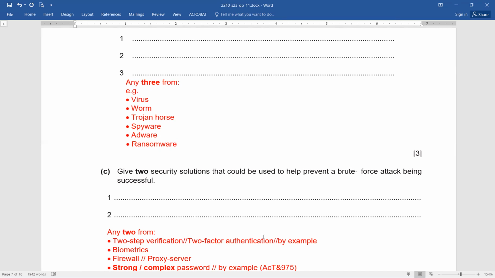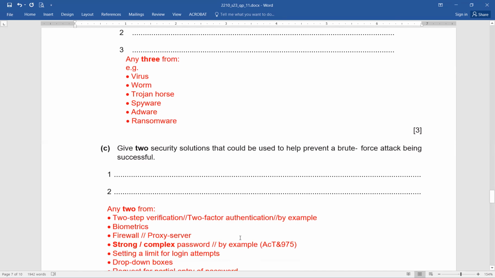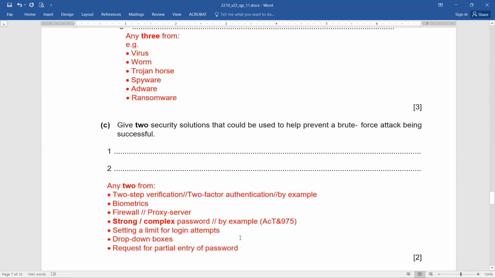Okay. Give 2 security solutions that could be used to prevent a brute force attack being successful. What can you do to be safe? Now, any 2 from 2-step verification. Since it's a 2-mark question, you can mention any 2 points: biometrics, 2-step verification or 2-factor authentication, firewall or proxy server, a strong or complex password.